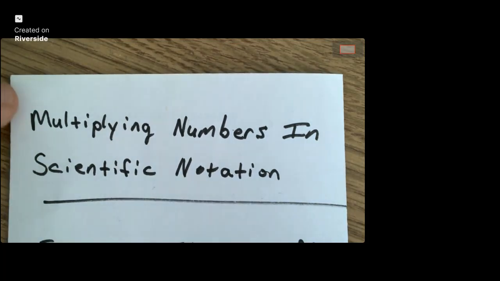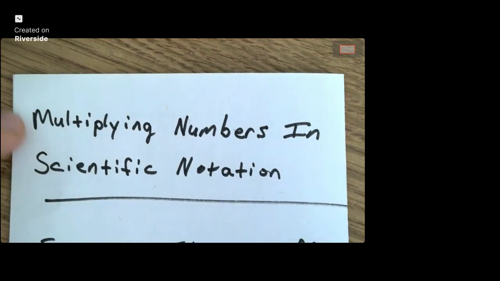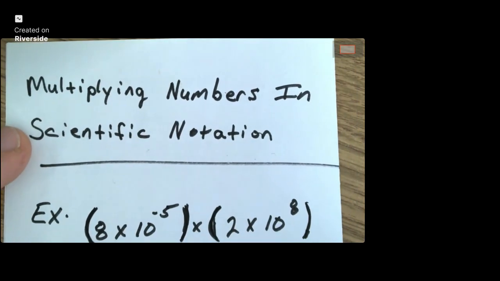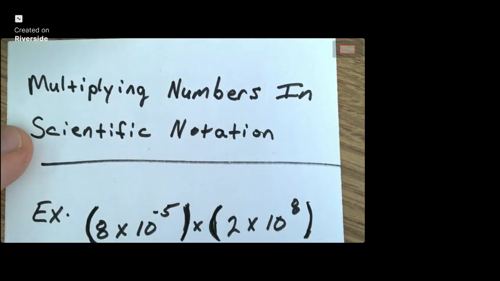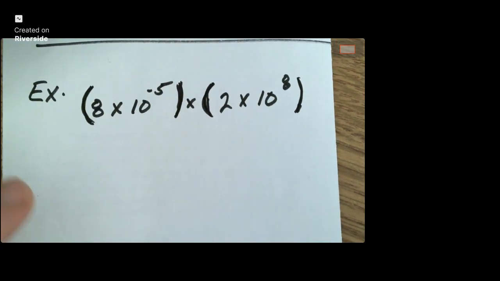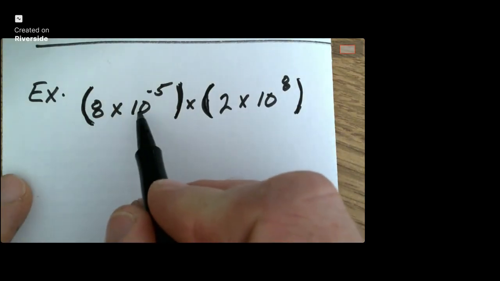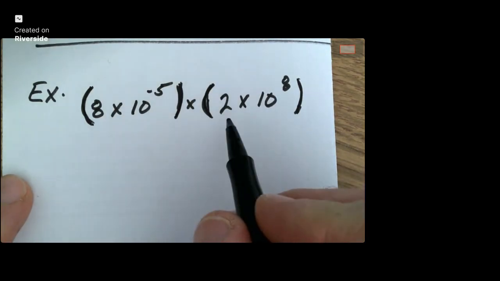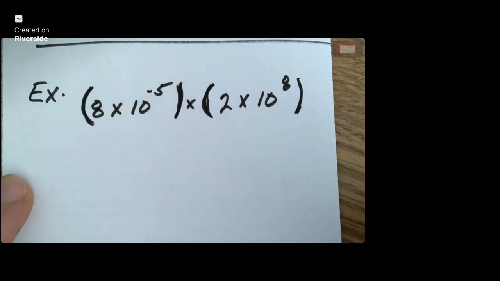All right, hey guys, let's go over multiplying numbers in scientific notation. This is actually super easy. I already got a problem written out here. Let's take a look at it. So here's what we got going on here. We got 8 times 10 to the negative fifth times 2 times 10 to the eighth.